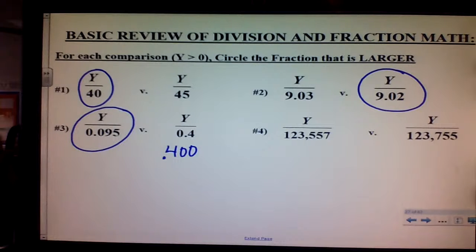Should I divide by 123,557 or 123,755? The first one. Remember, smaller number gives me a bigger answer. It's always opposite.